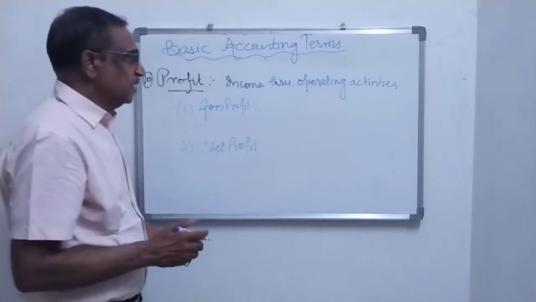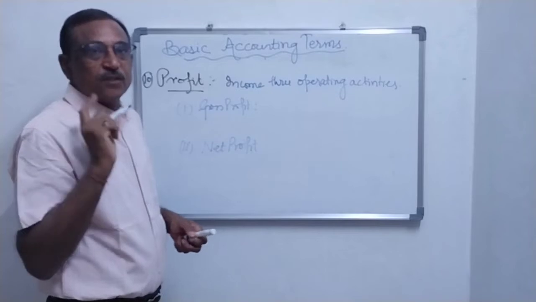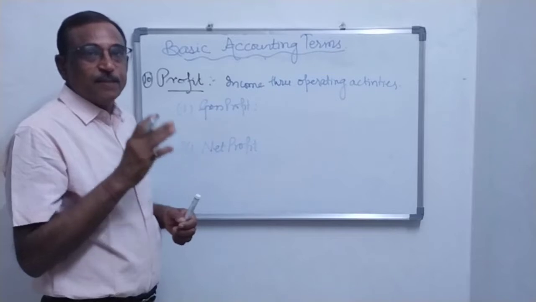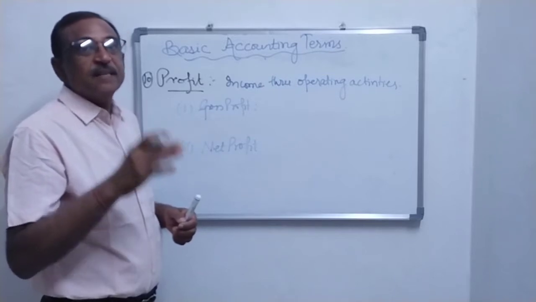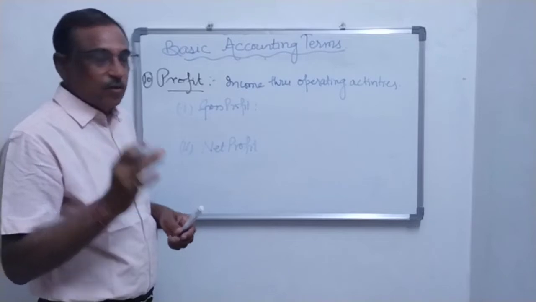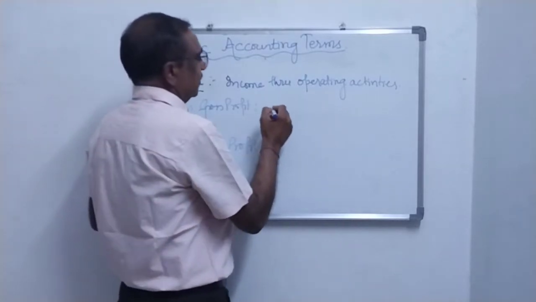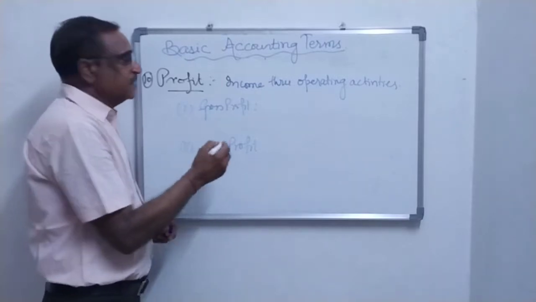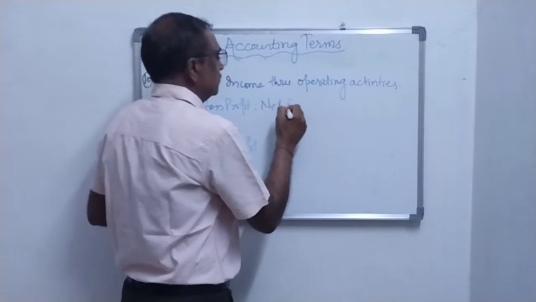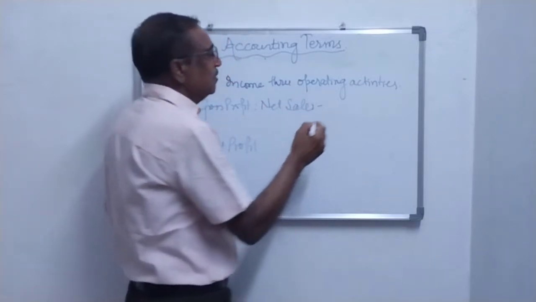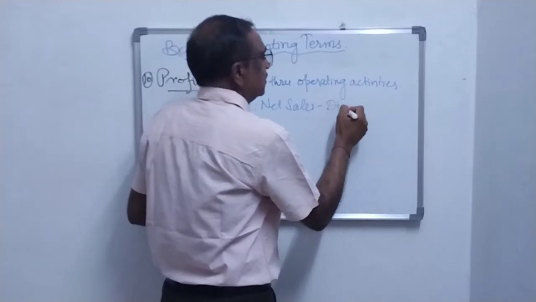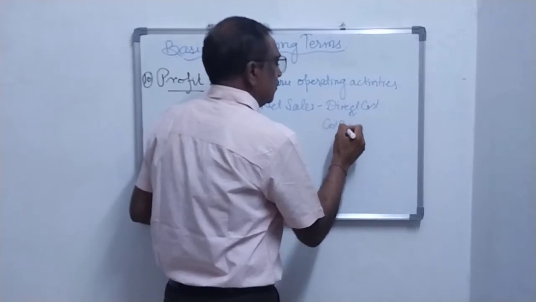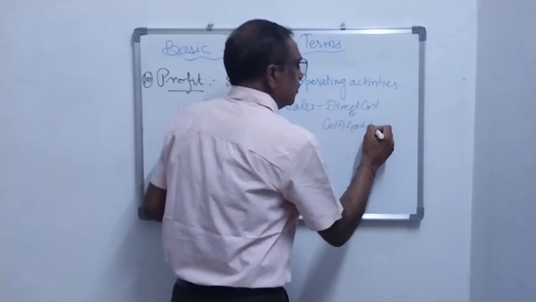Gross profit means net sales minus cost of goods sold. Okay? Or you can say your income that has been earned from sales less its direct cost. So we can say gross profit means net sales minus its direct cost or cost of goods sold. Clear?